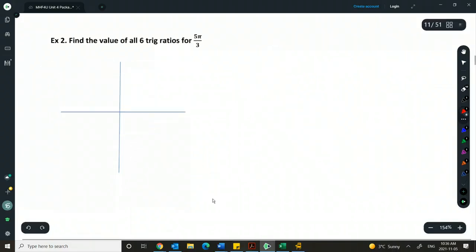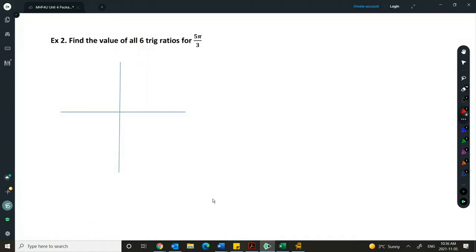Okay, so the goal of the next one is we want to find sine, cos, tan, cosecant, secant, cotangent of 5 pi over 3.